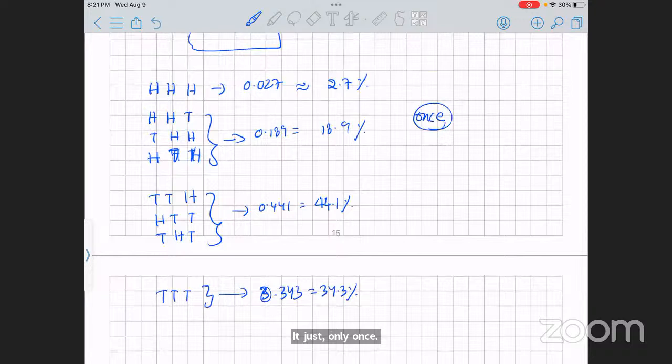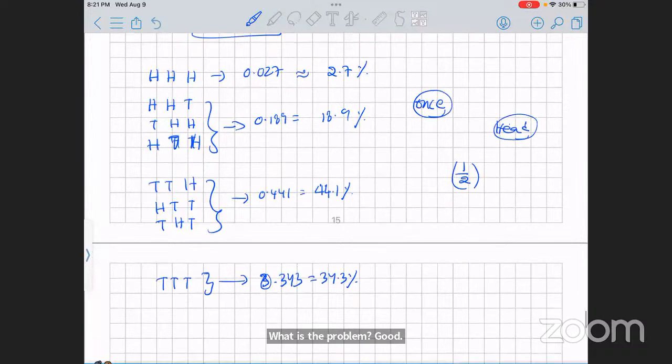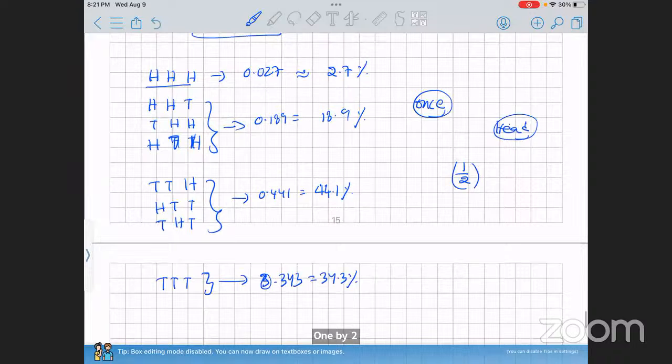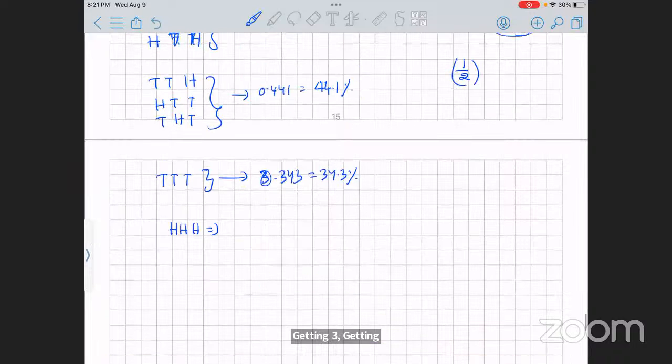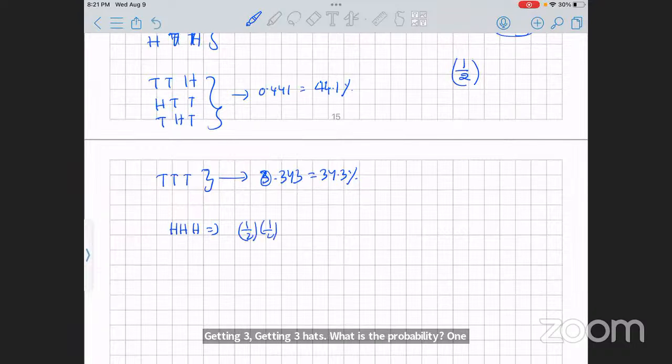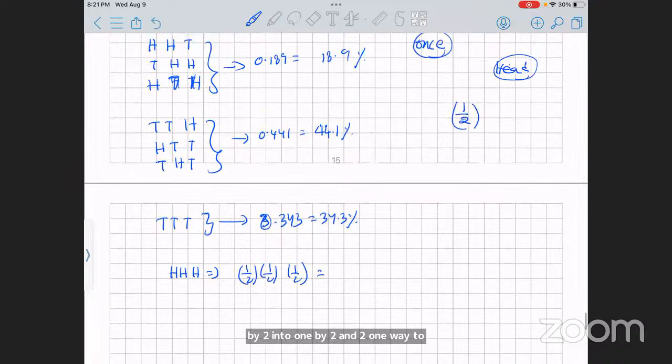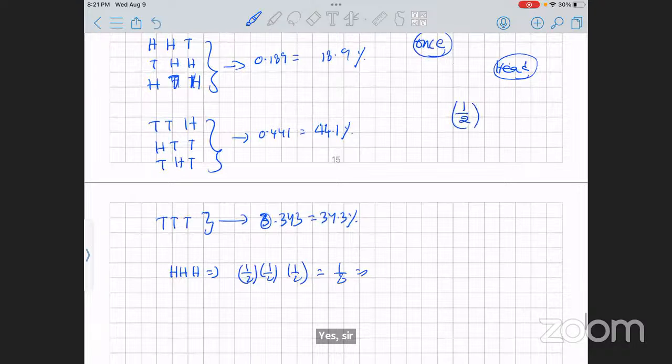what is the probability that it will show head? Generally, what? 1/2? Getting three heads means 1/2 into 1/2 into 1/2. Agree? Clear? So it is 1/8.